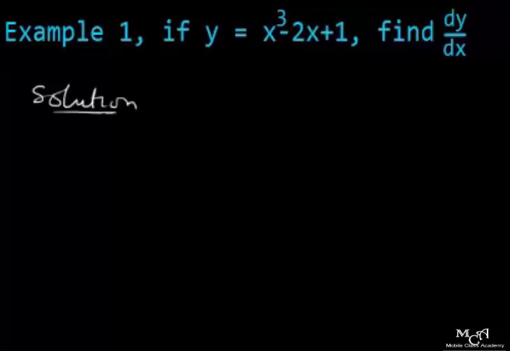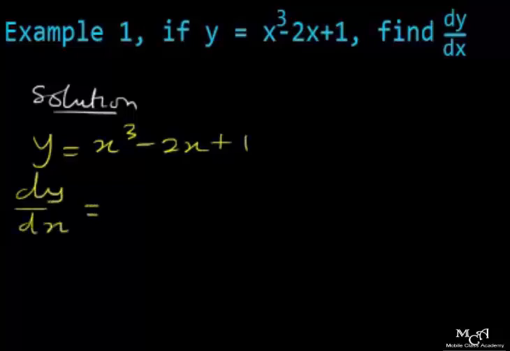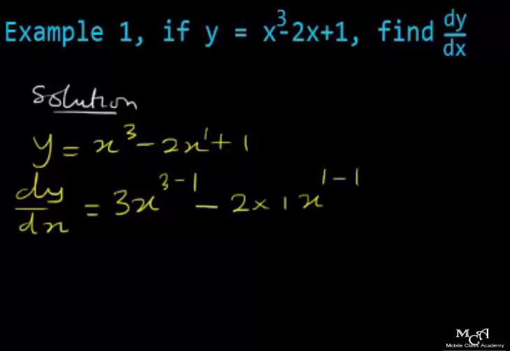So solution to that: if I must differentiate y with respect to x, using the normal differentiation rule, my y equals x cubed minus 2x plus 1. So dy/dx is equal to, my 3 comes down, I have 3x raised to 3 minus 1, then minus 2, the power here is 1, so that will be 2 times 1, x raised to 1 minus 1. If you differentiate a constant, you get 0. So this is a constant, so if you differentiate it, you get 0. If you differentiate 1, you get 0.